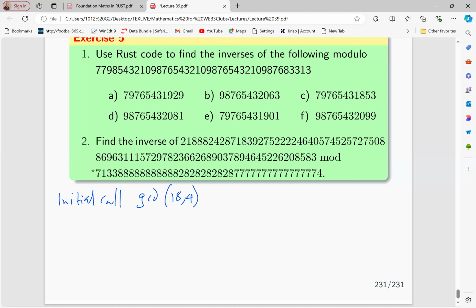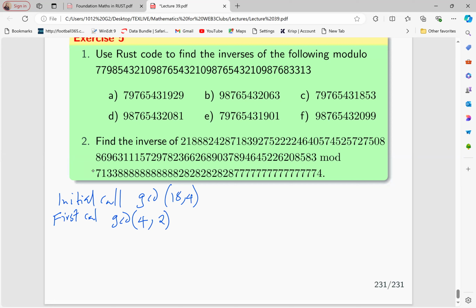And then it calls the first call. The first call will be for the GCD of b and the remainder of a on division by b. So I have a divided by b. What's the remainder? This will be 2. The remainder will be 2. Is that okay? Good.